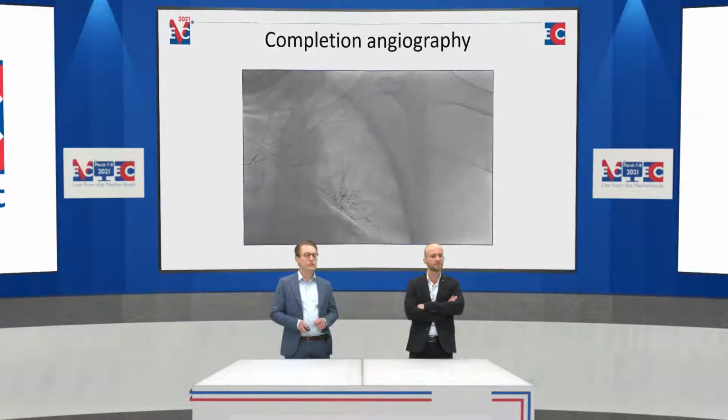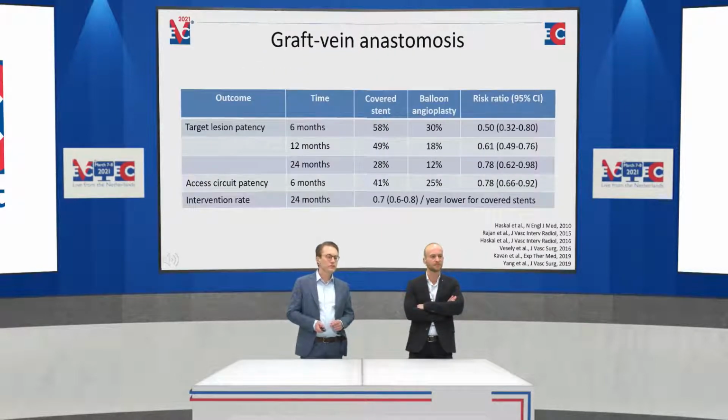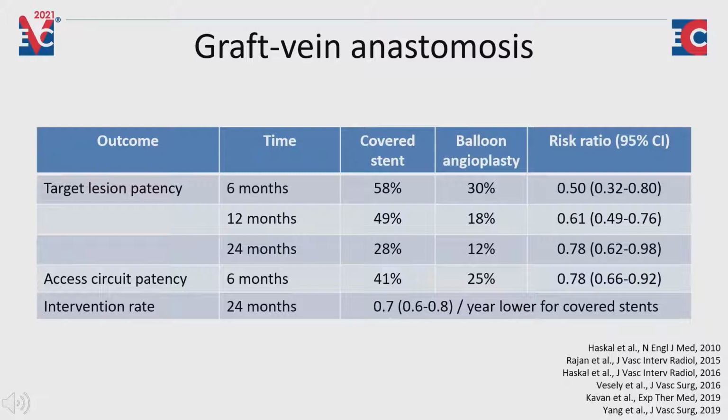And then the completion angiography, I think, shows a very nice result. In a systematic review, 6 randomized controlled trials with 900 patients were identified that compared covered stent placement with balloon angioplasty of the venous anastomosis of arteriovenous grafts. In a meta-analysis, primary patency of both the target lesion and the access circuit was significantly improved by covered stent placement. Furthermore, the access circuit intervention rate was 0.7 interventions per year lower when a covered stent was placed at the venous anastomosis of arteriovenous grafts.